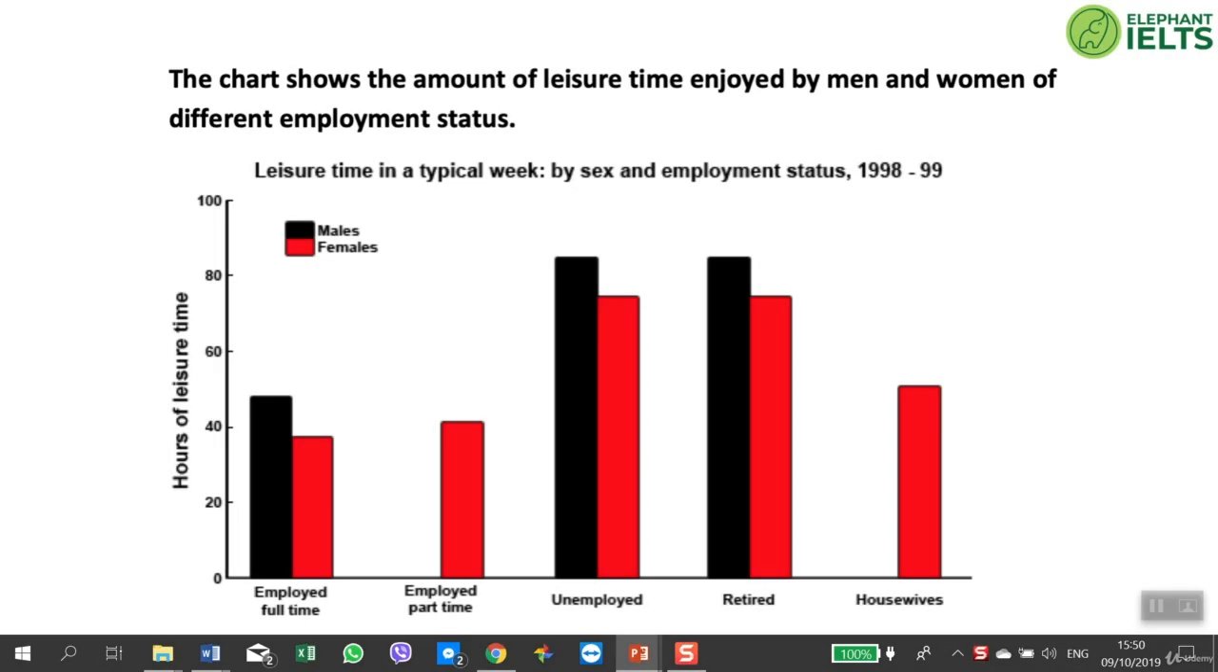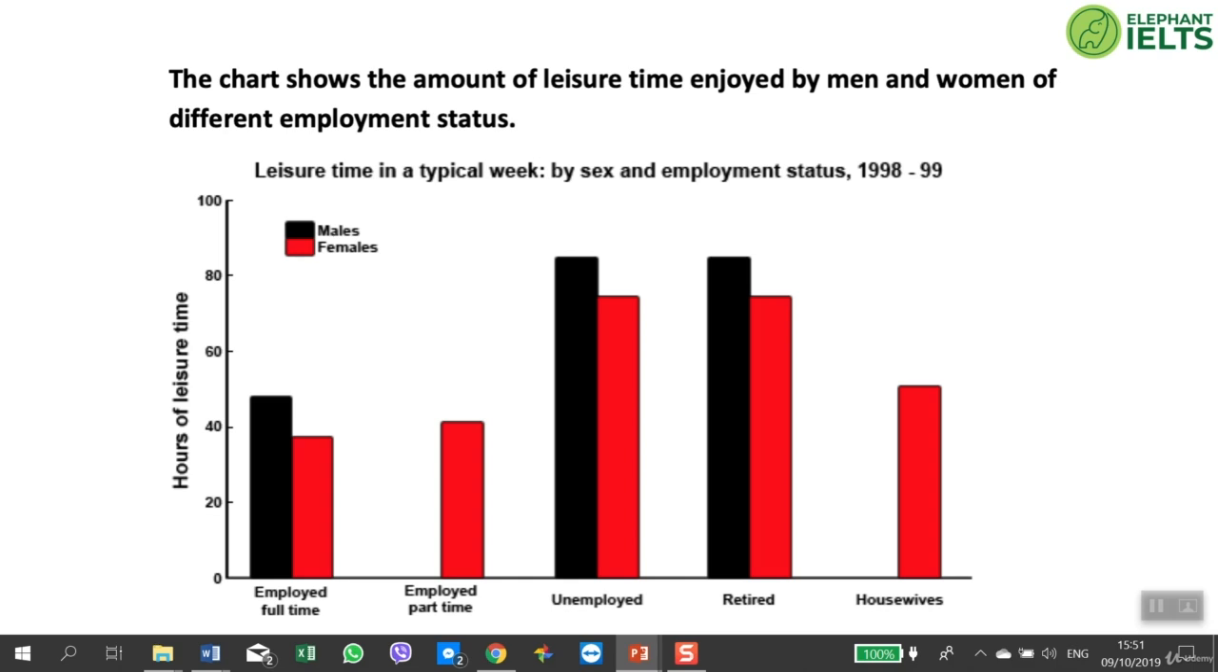Look at this example. It shows how many hours of free time men and women of 5 different employment groups enjoyed in a specific week. You can see there's no trend, there's no time moving forward. So we cannot talk about an increase or a decrease. We are now going to compare the amount of free time men and women in each of these groups down here had. Looking at the bars, what do you think would be a good elephant sentence?